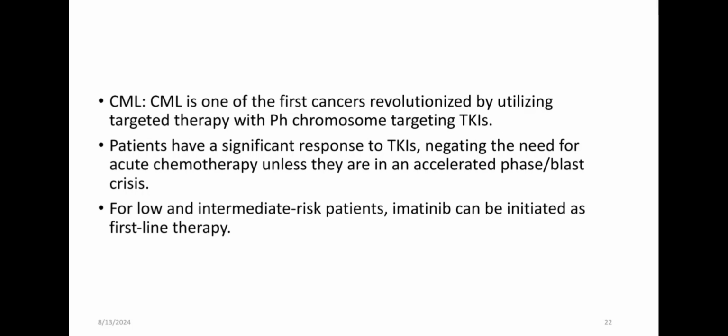Chronic myeloid leukemia is one of the first cancers revolutionized by targeted therapy, with Philadelphia chromosome targeting tyrosine kinase inhibitors. Patients have a significant response to TKIs, negating the need for acute chemotherapy unless they are in an accelerated phase or blast crisis. For intermediate risk patients, imatinib can be initiated as first-line therapy.